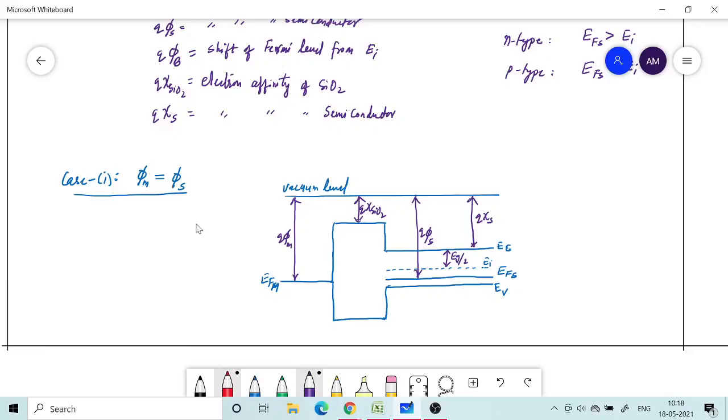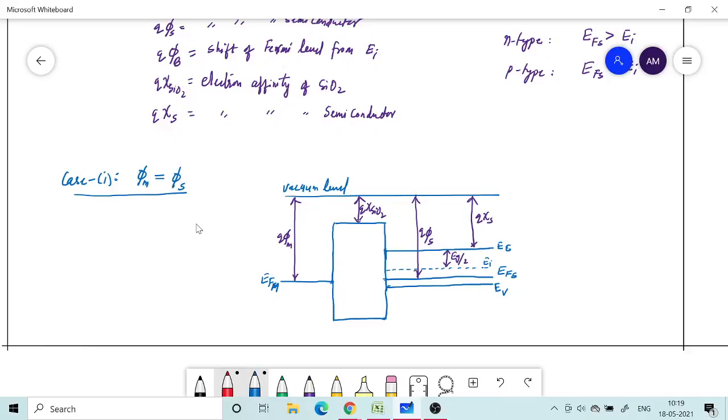Okay, so the important thing is that, just for simplicity, I'll just draw like this. Now if you look at these two points, they are aligning with each other, and the vacuum level is flat, and all the energy levels are going to be flat. EV is a flat line throughout the semiconductor from this end to the other end, and EC is also flat.